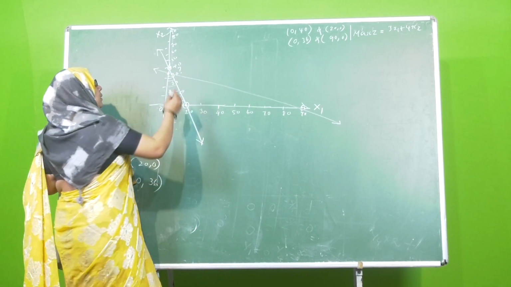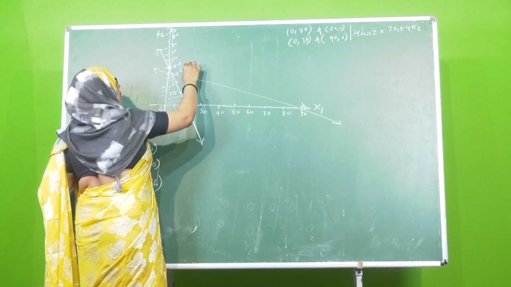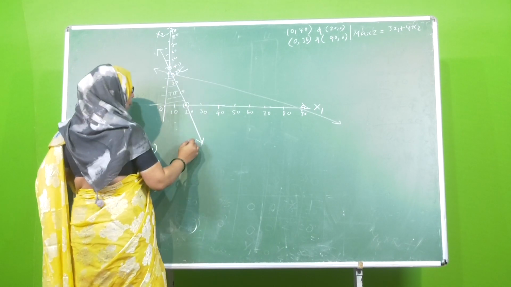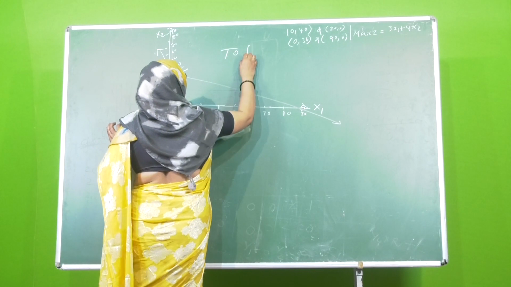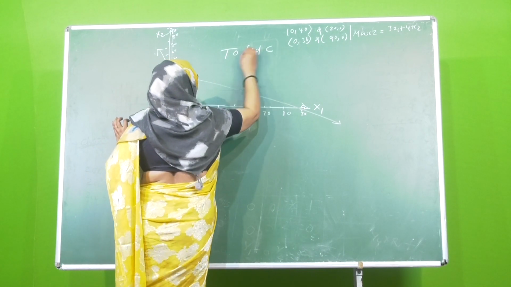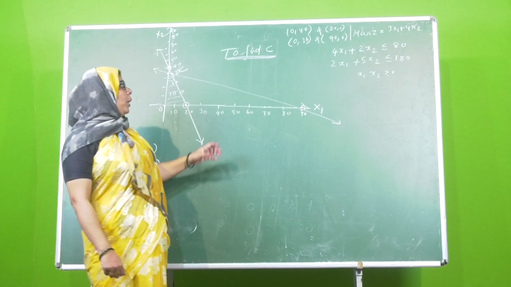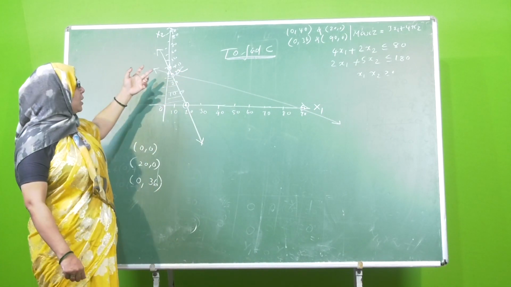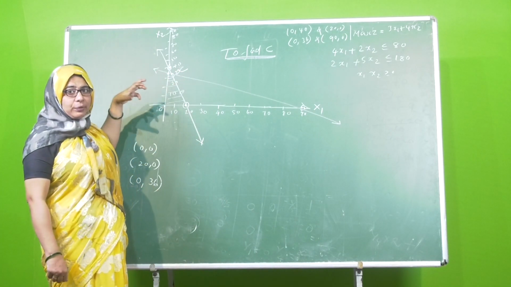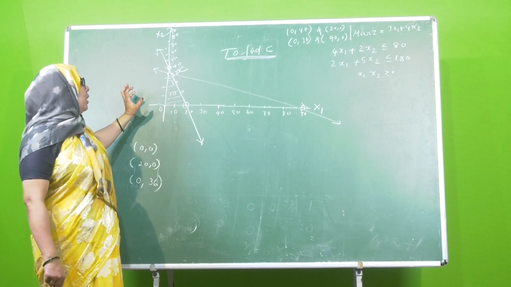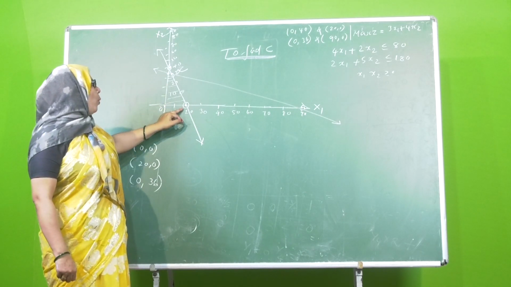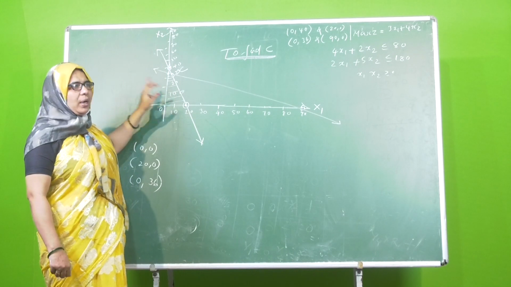So we put the name here, C. Now we are going to find C, because C is also one of the boundaries of the bounded area. So there are 4 boundaries for the bounded area.